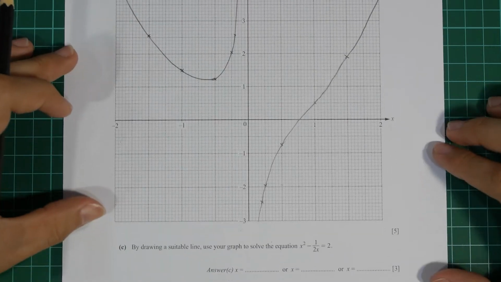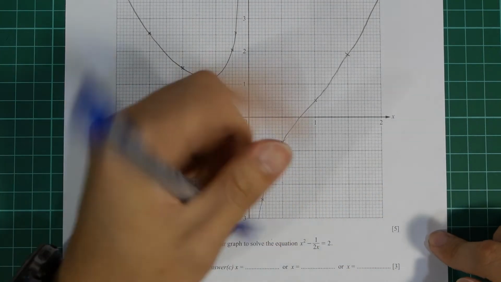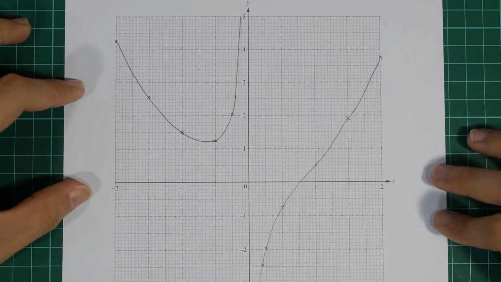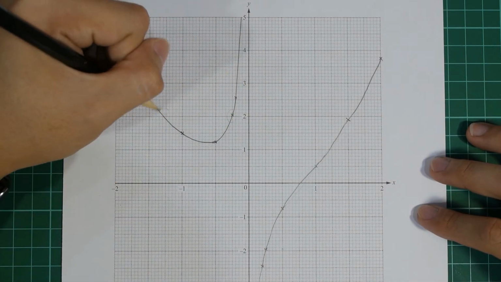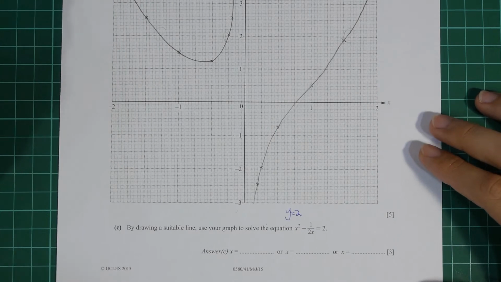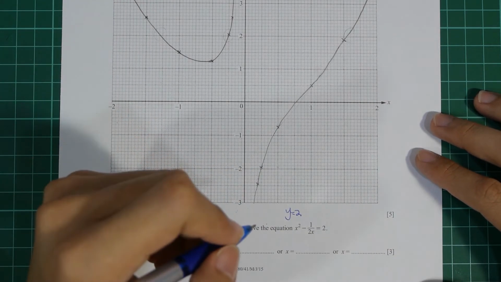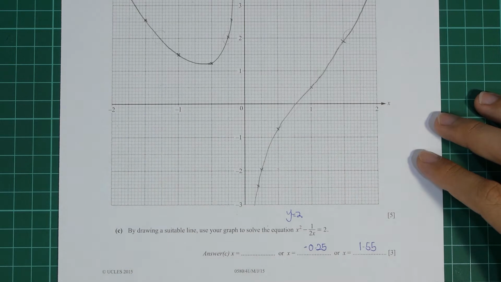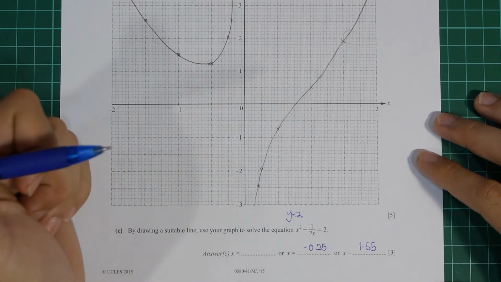So for part C, draw a suitable line. It is actually the original formula equals to 2. Hence, simply construct a line when y equals 2. So there will actually be 3 points here, which are negative 1.3, negative 0.25, and 1.55.